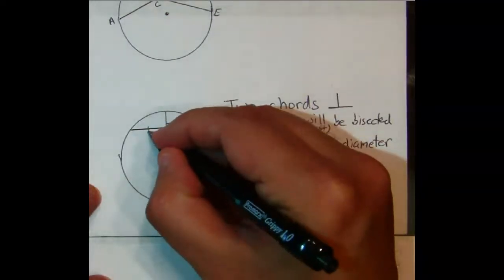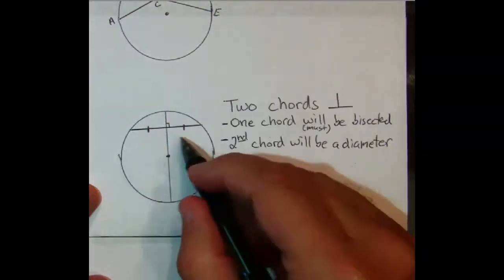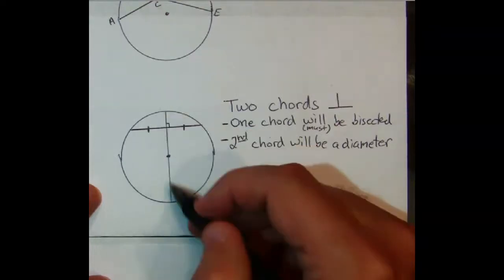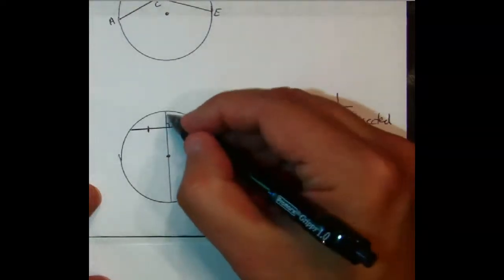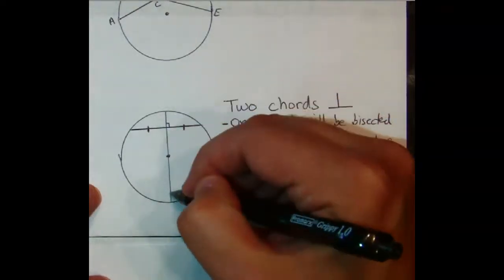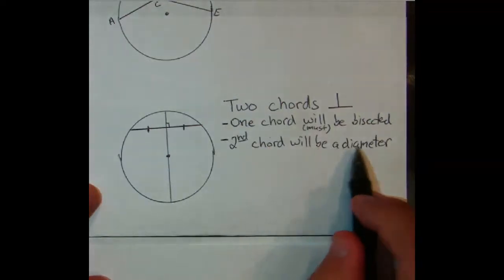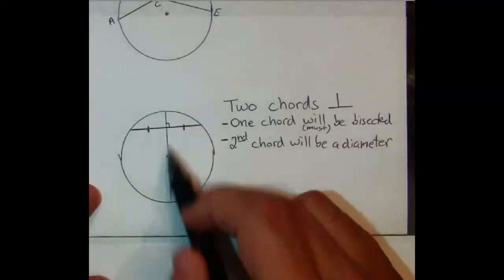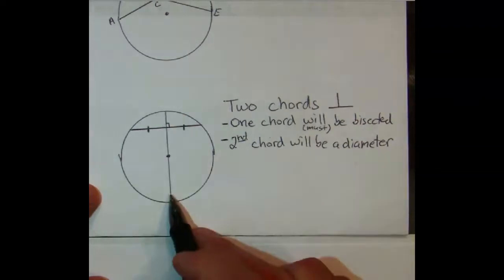So in other words, this chord segment will be congruent to this segment. Now it's pretty obvious that the other chord is not bisected, because you have a short length here and a longer length here. But that second chord will always be a diameter. Yes, so if one chord is bisecting the other chord, the second chord will always be a diameter.